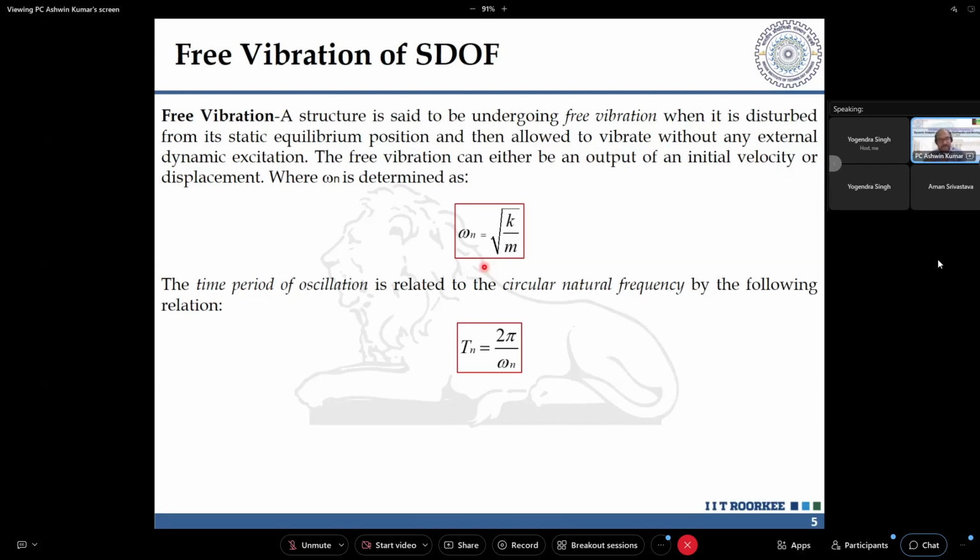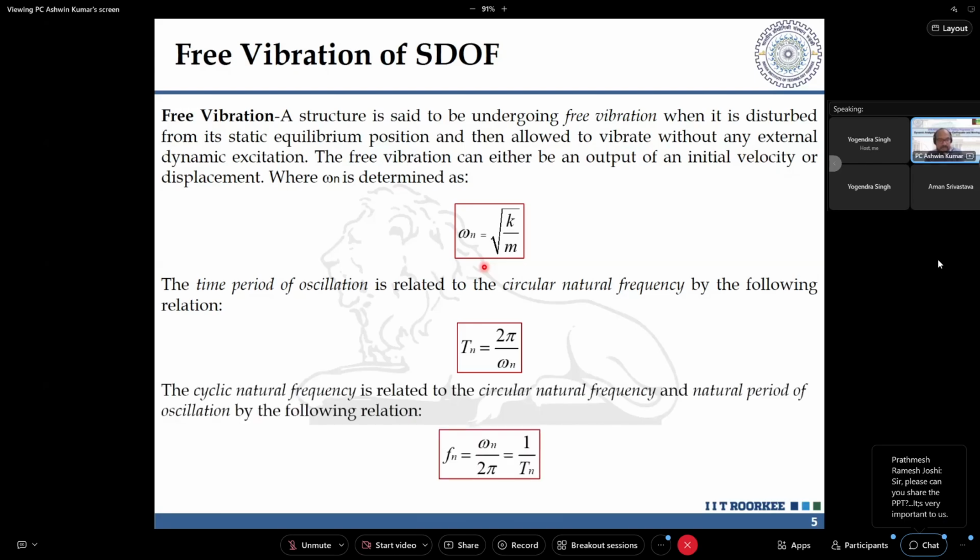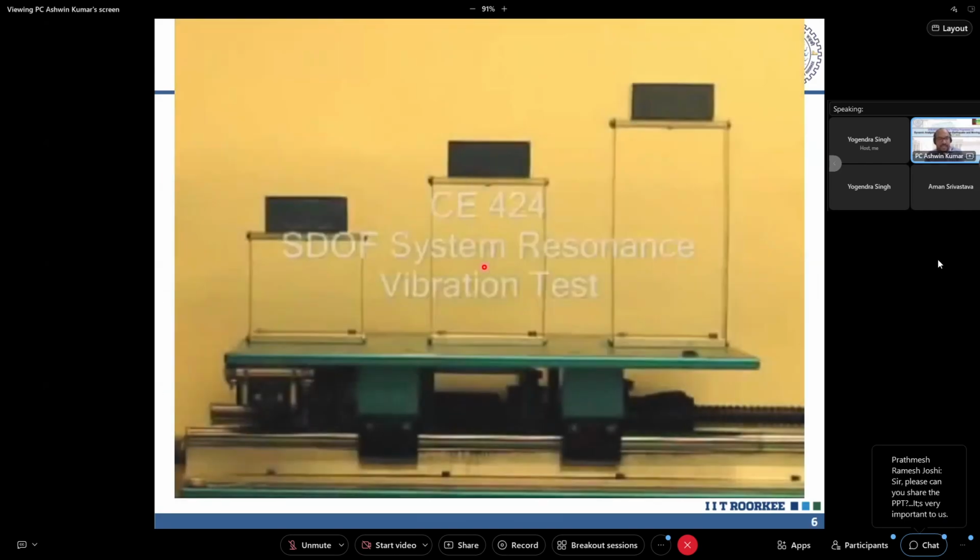So if you have a very stiff structure, your time period will be very low. If your stiffness is extremely low, your time period will be very high, correct? And if you have a large mass on top of the structure, your time period is also going to increase. If you have low mass, it is the inverse of that, right? So these are certain terminologies that you should know.